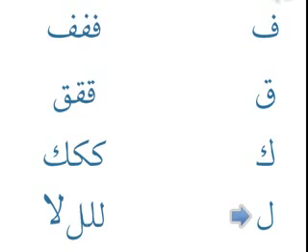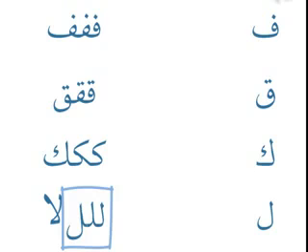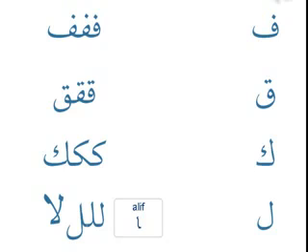The Lam is reasonably easy to see. Here we've done Lam joining to Lam joining to Lam, and that's where you've got this continuous sort of curve. So one thing people do get confused with is the Lam and the Alif. Now an Alif will never join to the next letter, whereas the Lam can join to the next.